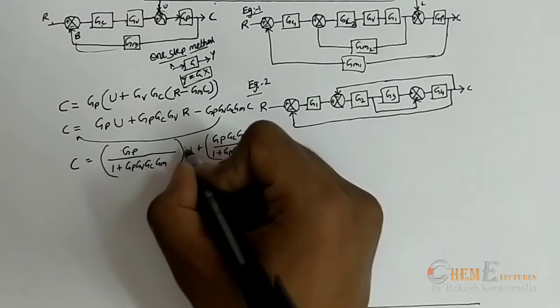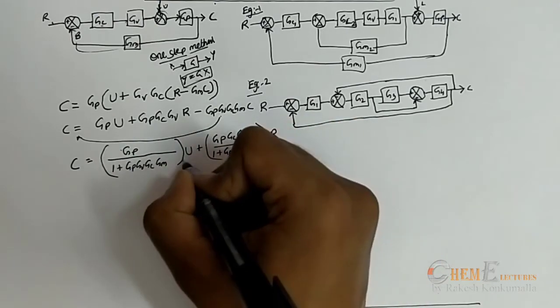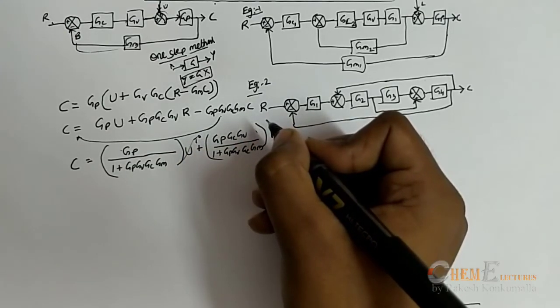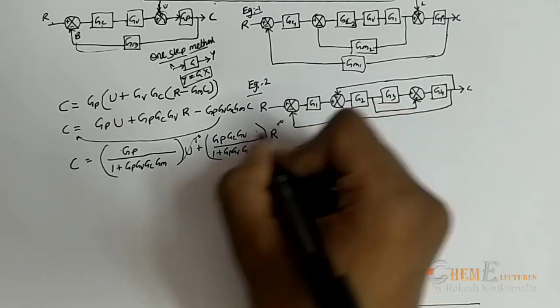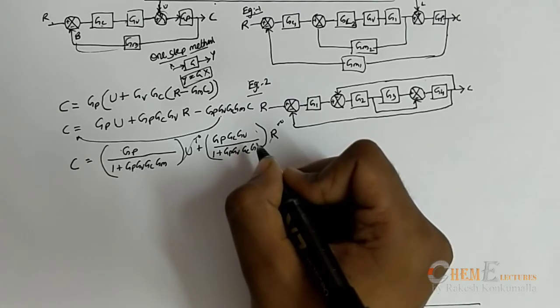Now when there is a change in set point, that means U will be 0. When there is a change in load, R will be 0. In this way you can find the transfer function between C by U or C by R.